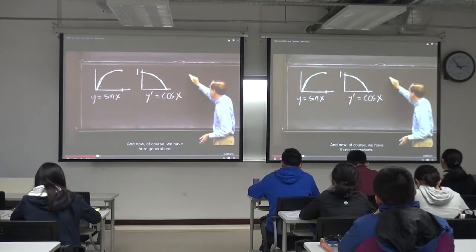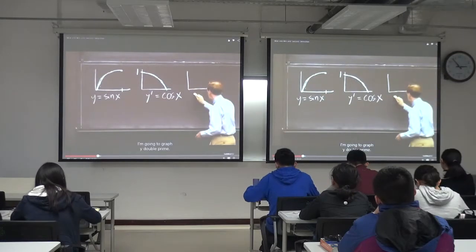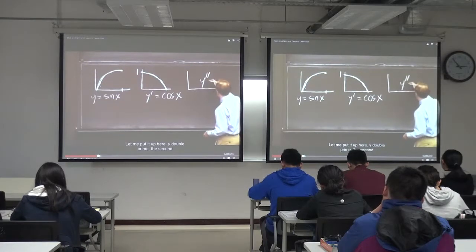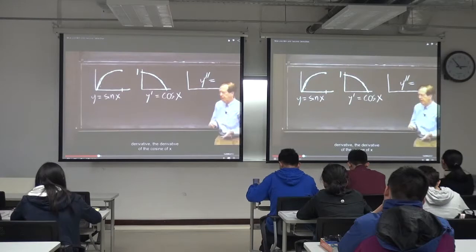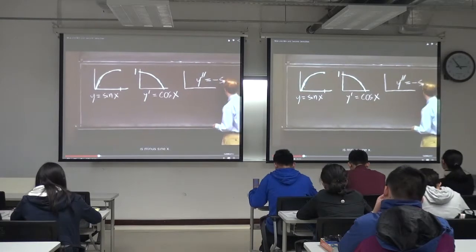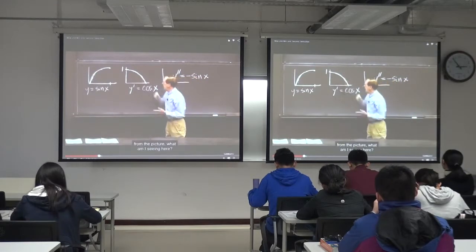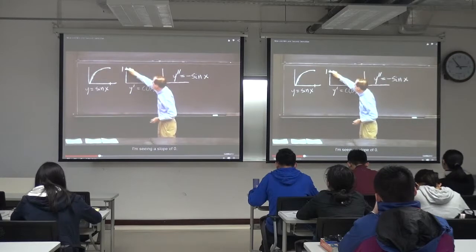And now, of course, we have three generations. I'm going to graph y double prime. Let me put it up here. Y double prime, the second derivative. The derivative of the cosine of x is minus sine x. Okay, let's just, from the picture, what am I seeing here? I'm seeing a slope of 0.